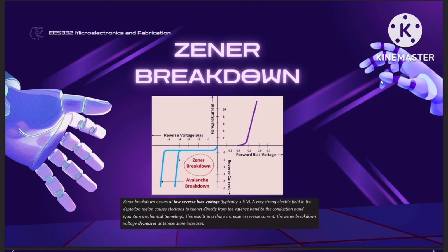Finally, the topic Zener breakdown. This produces a sudden increase in reverse current at the Zener voltage. Unlike avalanche, the Zener breakdown voltage decreases with temperature because of band gap narrowing and stronger tunneling at higher T.